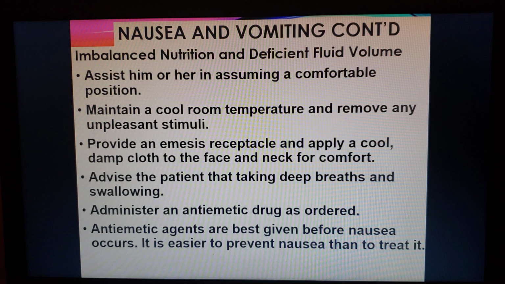And apply a cool, damp cloth to the face and neck. This will help the discomfort. Advise the patient to take deep breaths and swallow. This can help the nausea pass. Give the medications as ordered. And antiemetics are best given before nausea occurs. So the doctor is going to have these ordered most commonly routinely. So you want to make sure you prevent nausea rather than have to treat it.